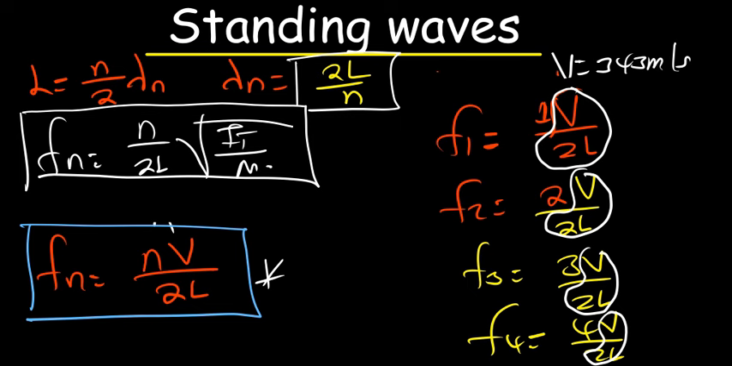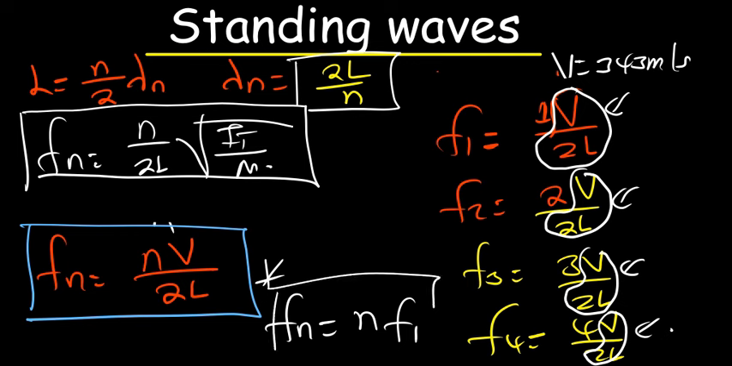Therefore, I can say that Fn is equal to n times the first fundamental frequency, which is the part I've just highlighted in white. So if I know the first fundamental frequency, I can also use this formula. If n is equal to 2, then I'll say 2 times the first fundamental frequency. That will be the second fundamental frequency from these formulas. So this is what you need to know under fundamental frequency. That is very, very important.